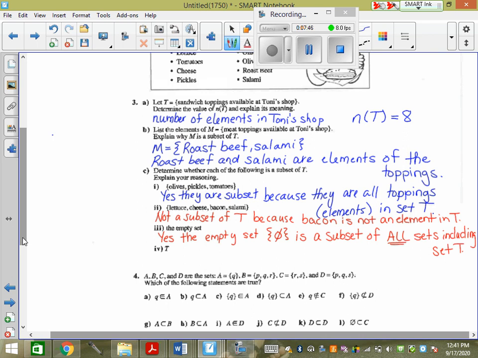Is T a subset of T? Is everything in T? Not a trick question. Yes. Every subset is a subset. Every set is a subset of itself, because in order to be a subset, everything in the one set has to be included in the other set, right? So T for sure is going to be a subset of T, because everything in T is in set T.